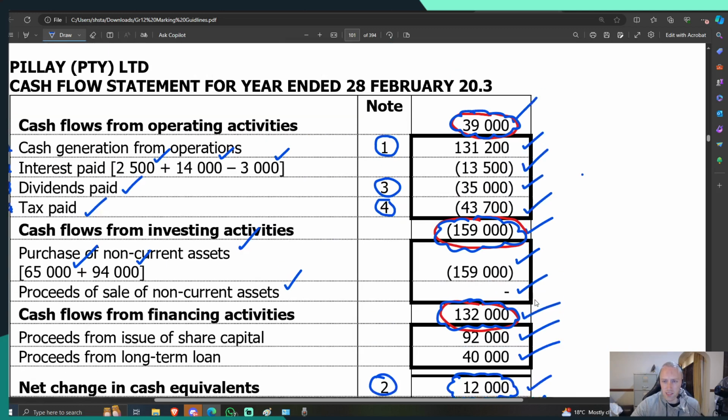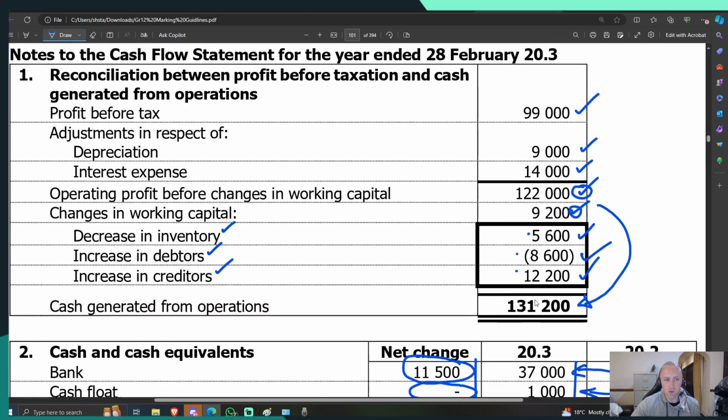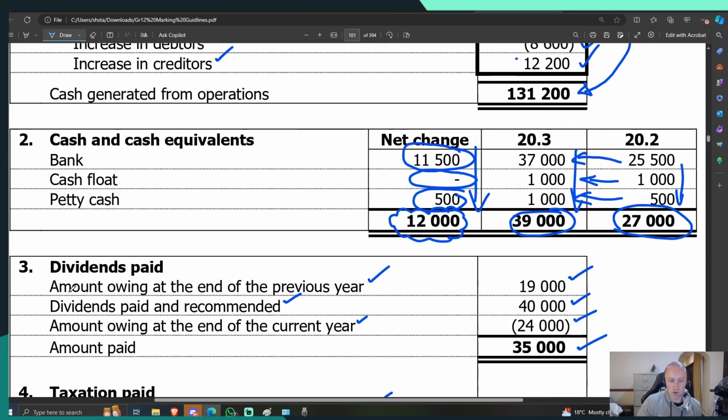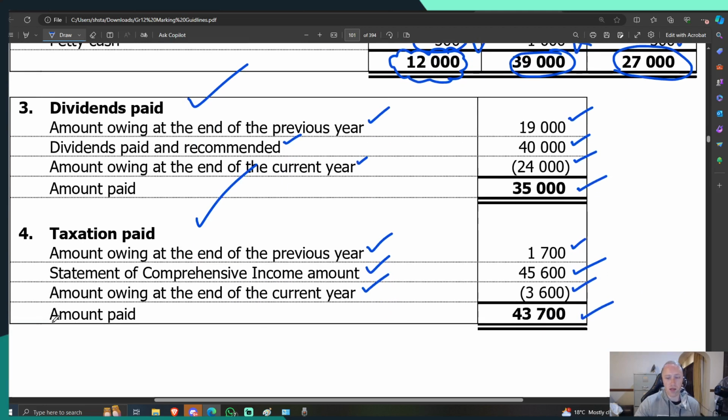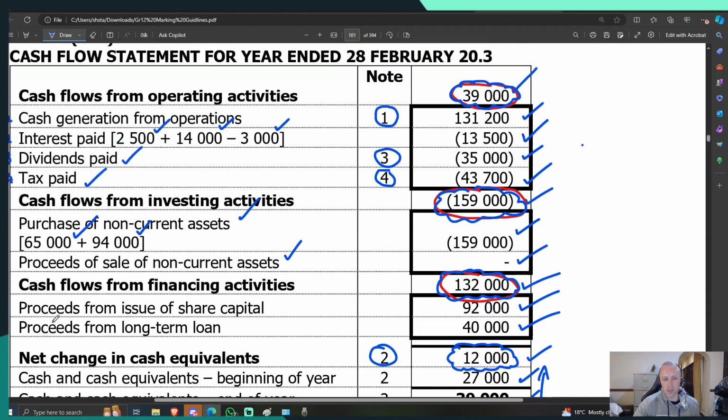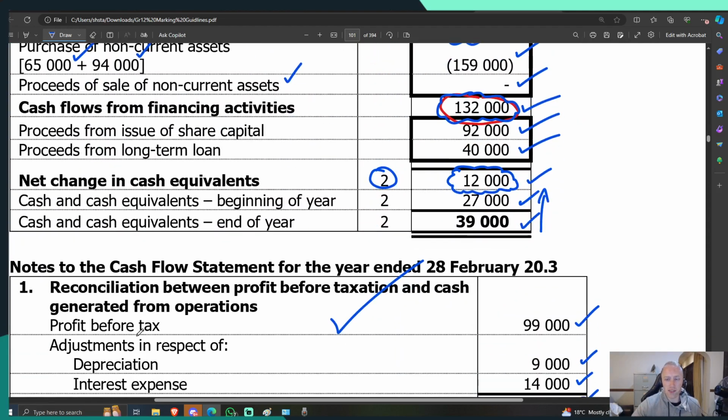And in doing these calculations, we also filled in all of our notes to the cash flow statement. We filled in our reconciliation note, this one over here. We filled in our cash and cash equivalents note. We filled in our dividends paid note and our taxation paid note. So we have filled in all this information and we have completed the cash flow statement.